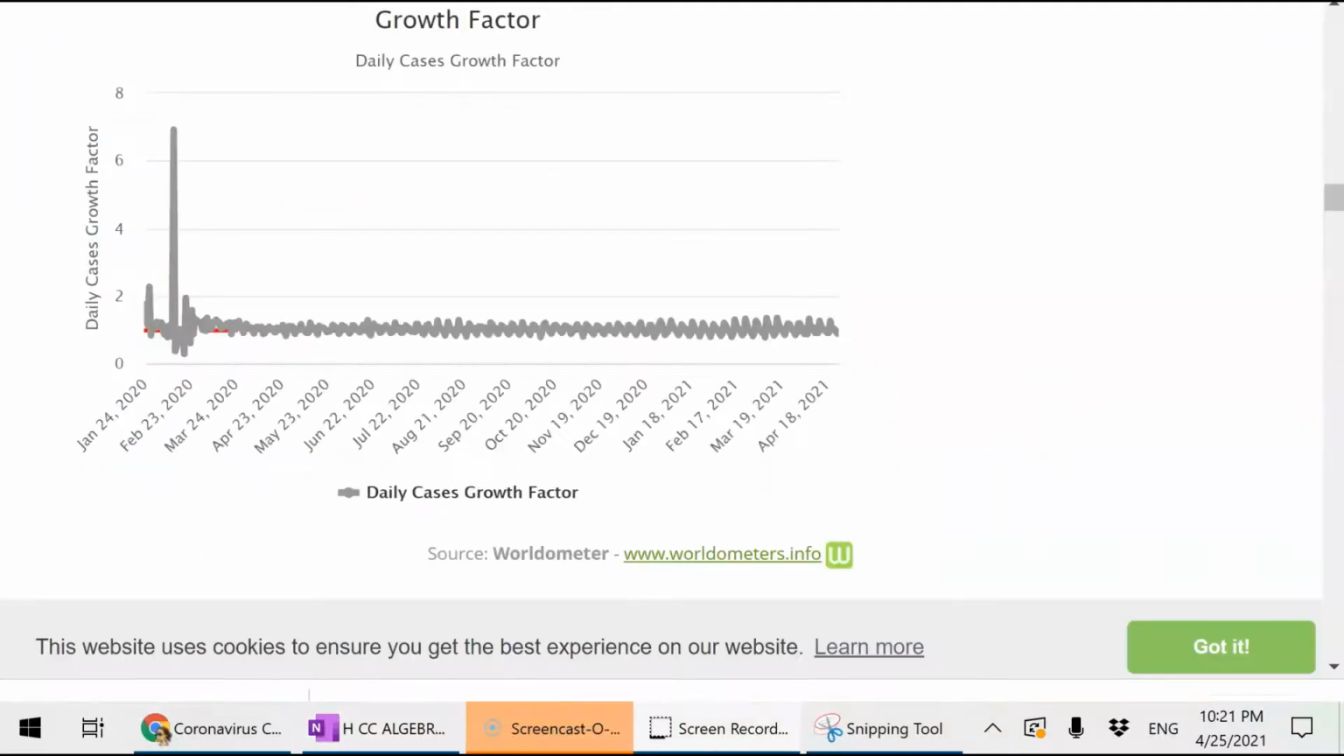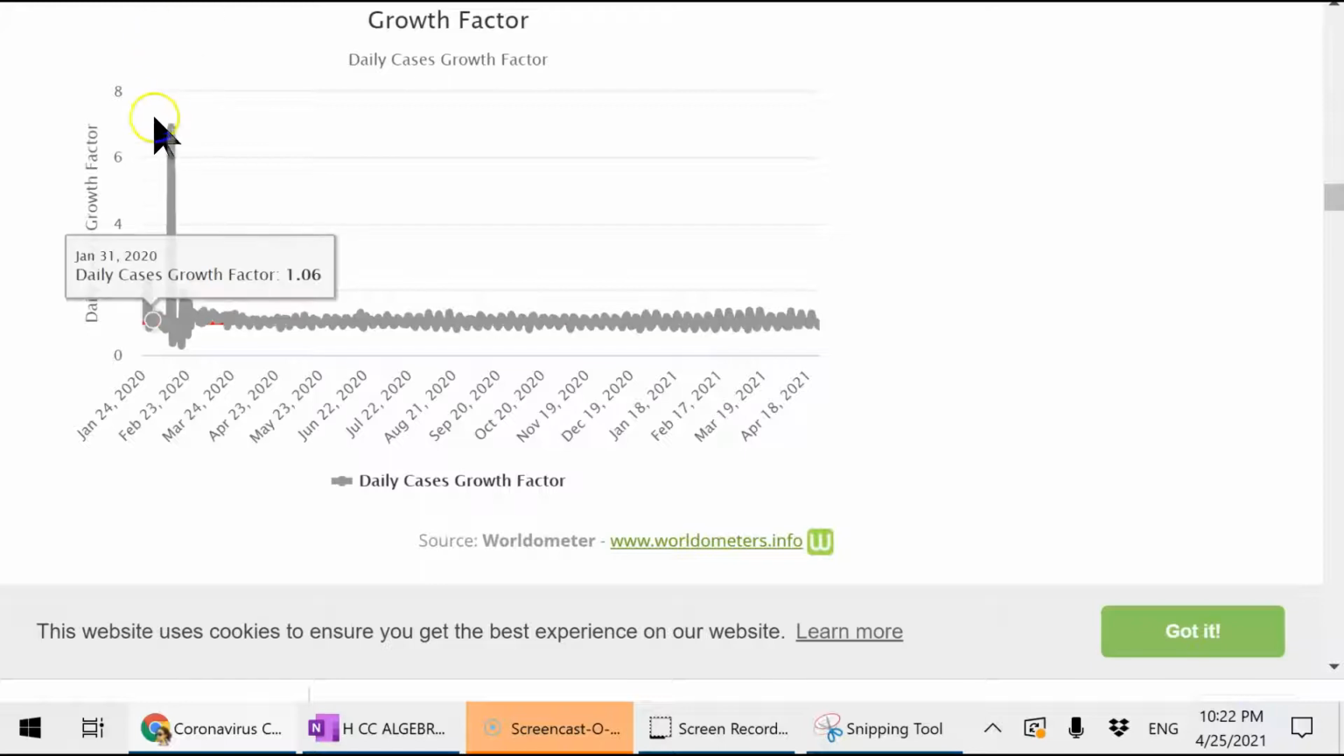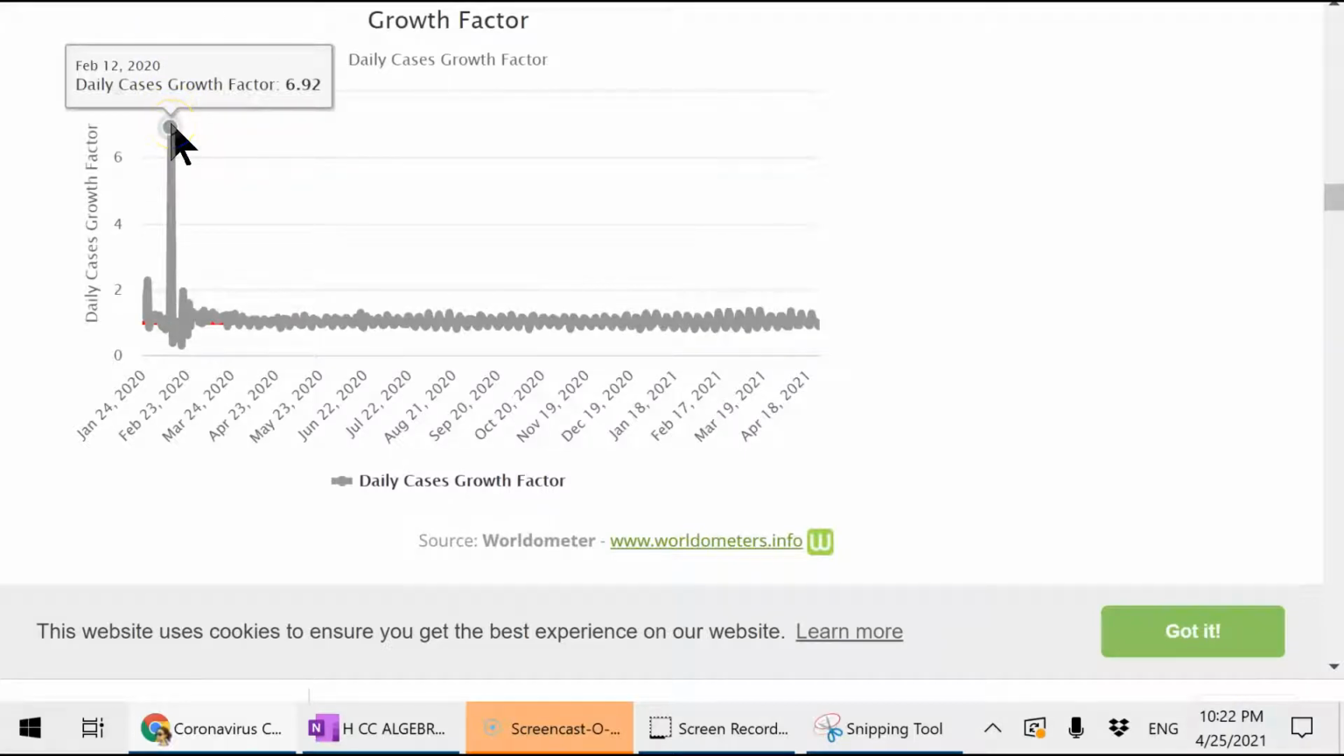And then when we look at domain and range, if we're looking at domain, we're saying, oh, you know what, I want to look at the time between January 24th to March 24th. That would be the domain. If I was looking at the range, I want to see how high it got. It got to be 7, whatever those are, daily cases growth, and I don't know what the scale is. 7 what? There we go. Oh, the growth factor is 6.92.